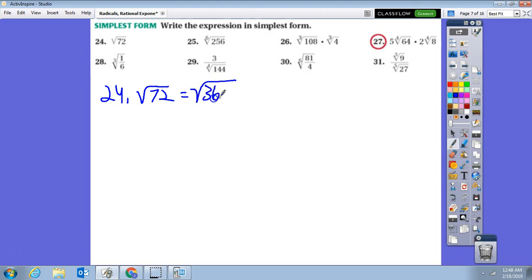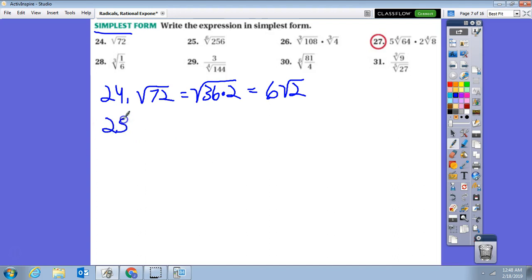72 is 36 times 2. Why did I choose 36? Because 36 is a perfect square. This is a square root. 36 times 2 is 72. But what is the square root of 36? 6. What do I do with the 2? I leave it on the inside of the radical. This is simplified. Again, we're not trying to just type it in our calculator like we did earlier when it said evaluate. We are simplifying, okay?